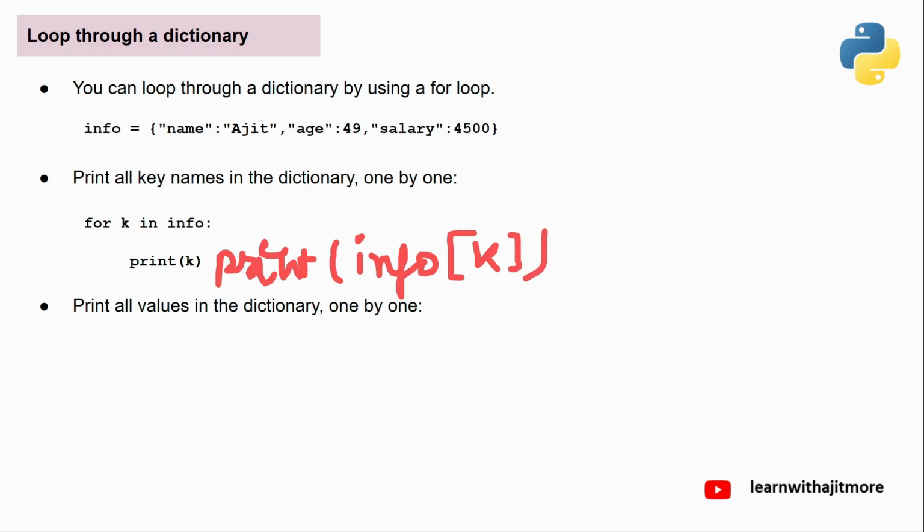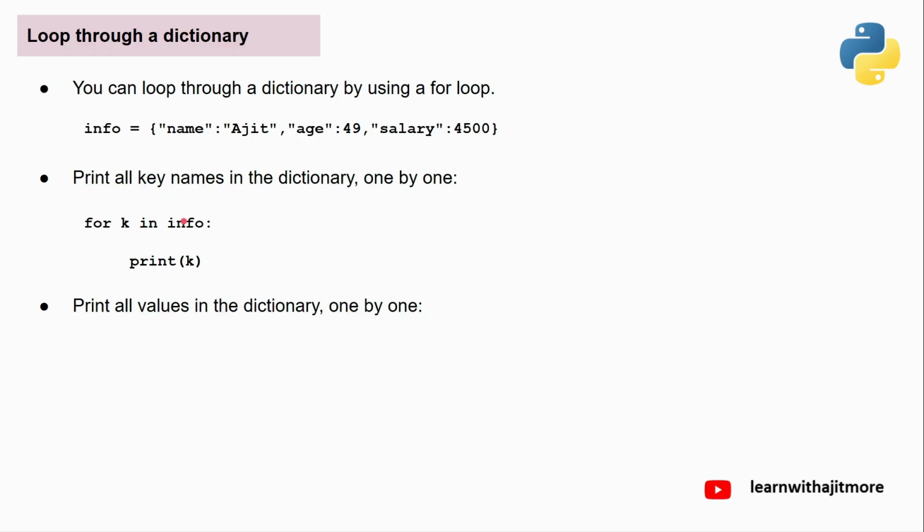Okay? What will it return? The value associated with that key. And anyway, we want to print the values, right? Print all values in the dictionary one by one. So you can print the values in this way. One by one, you'll get the keys for k in info. So what is it going to return one by one? The keys: name, age, salary. And when you write info of k, it will give the value of that key. This is one way. Second, you can get the keys by the keys method.